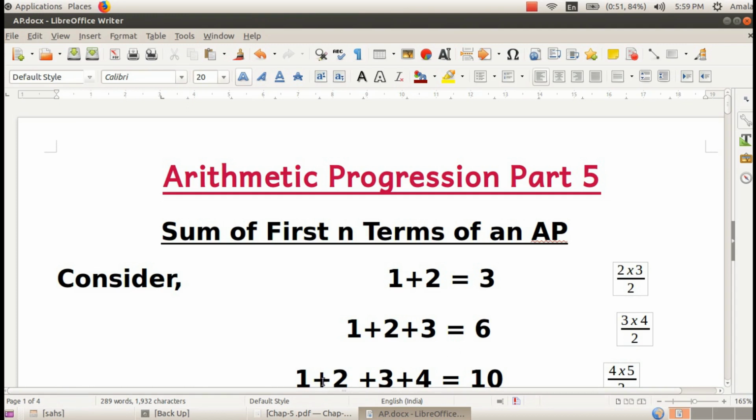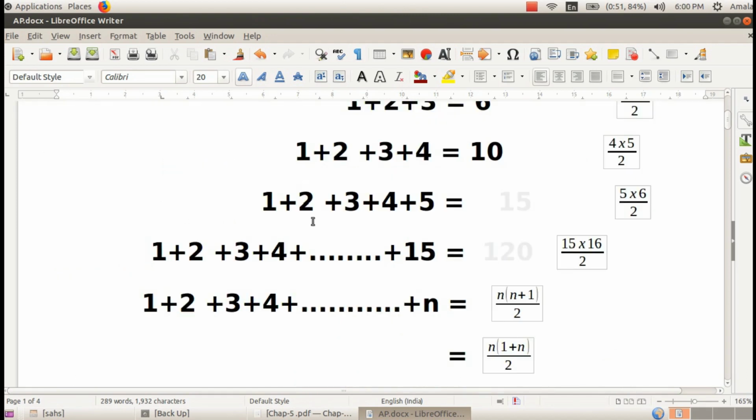The next sequence, 1 plus 2 plus 3 plus 4. The sum is 10. 10 we can write as 4 times 5 divided by 2. And the next one, 1 plus 2 plus 3 plus 4 plus 5. In this way we can write, here it is 5 terms, so the sum we can write as 5 times 6 divided by 2. 5 times 6 is 30, 30 divided by 2 is 15.